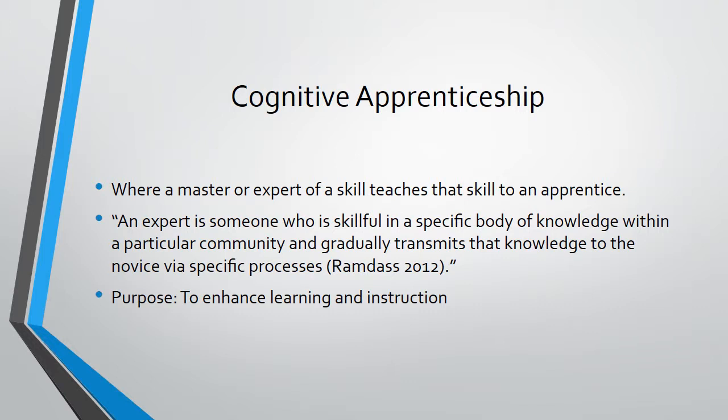All right, so to begin, I'm going to give a definition. Cognitive apprenticeship is mostly about where a master and expert of a specific skill teaches that skill to an apprentice or a beginner. So in education, the master or expert would be the teacher, and the apprentice would be the student. The purpose of cognitive apprenticeship is to enhance learning and instruction.